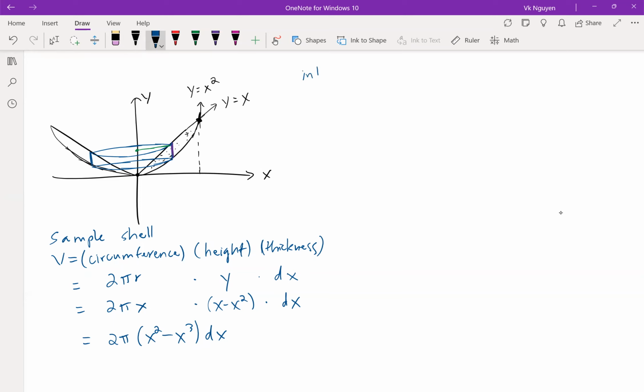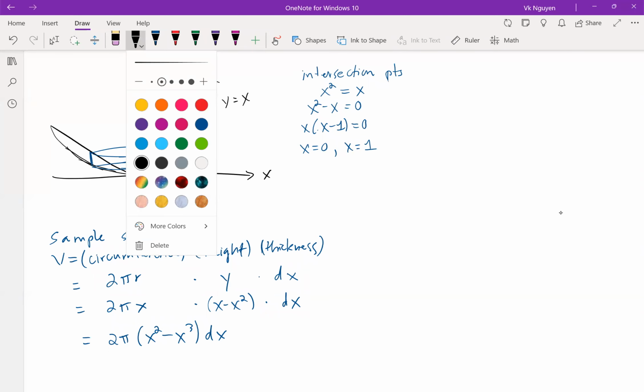Intersection points there. Set them equal to each other. x squared equals x, so x squared minus x equals 0. x(x minus 1) equals 0. So we have x equals 0 and x equals 1, meaning that this point is 1.